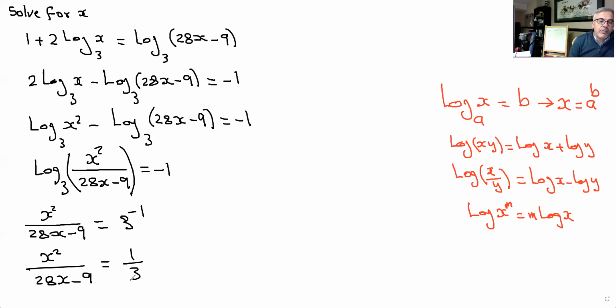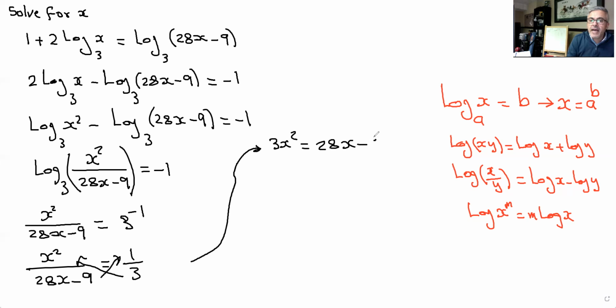Now I'm going to cross multiply the 3 into the x squared, and the (28x minus 9) into the 1. So I'm going to get 3x squared equals 28x minus 9. I'm going to bring everything to one side, equate it to 0. So I have 3x squared minus 28x plus 9 equals 0. I cannot take out the greatest common factor 3 because it doesn't go into 28.